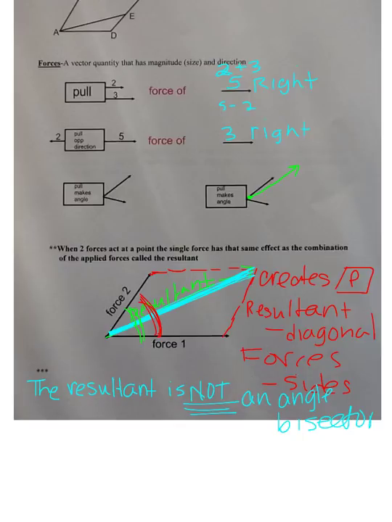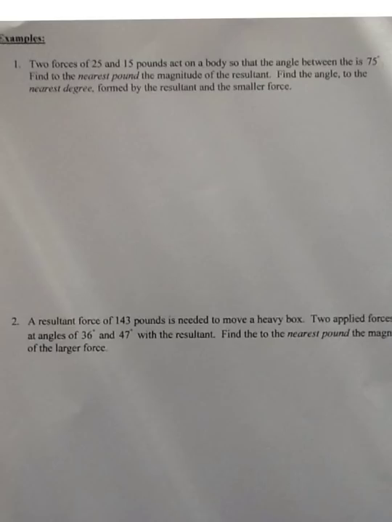Okay, so let's flip it over and we'll do a couple of problems. Let's take a look at number 1. It says 2 forces of 25 and 15 pounds act on a body so that the angle between them is 75 degrees. So let's start drawing a picture. We have 2 forces, 25 and 15. It doesn't matter which one you make 25 and which one you make 15. But I know the angle between them is 75. Find to the nearest pound the magnitude of the resultant.